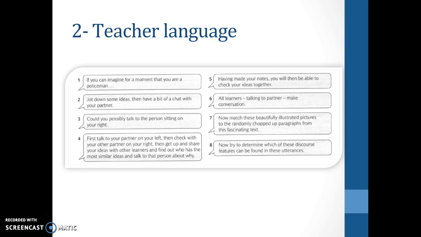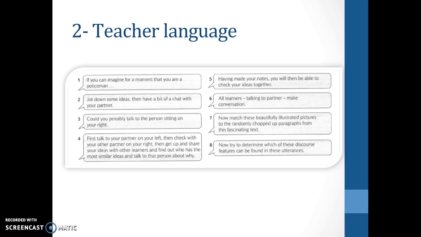So maybe a way to make it easier and clearer could be just by saying, write down your ideas, then talk to your partner. That will be much easier and simpler for these students. And number 3 is too polite, right? Could you possibly talk to the person sitting on your right? A little bit unnatural, right? So maybe if the teacher said, talk to the person sitting on your right, it would be clearer and simpler and more natural.